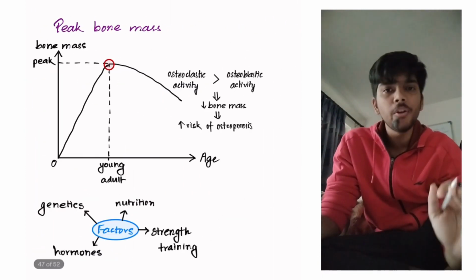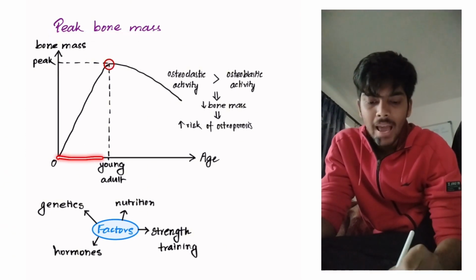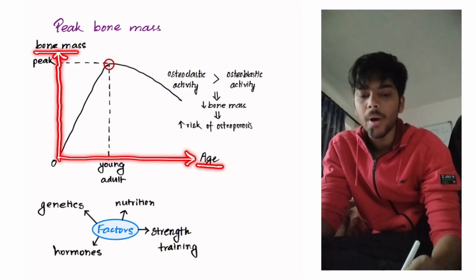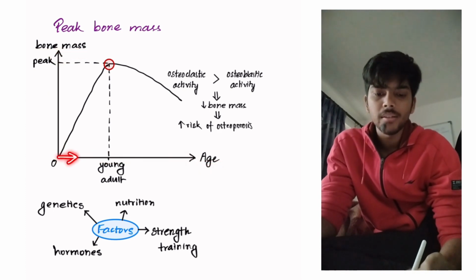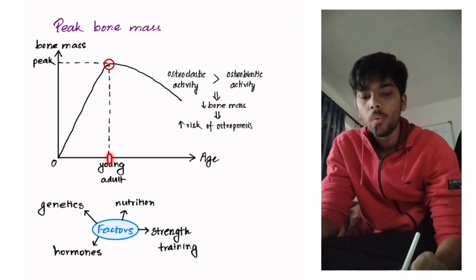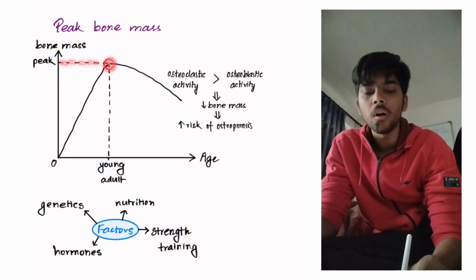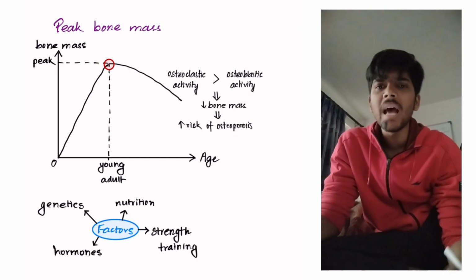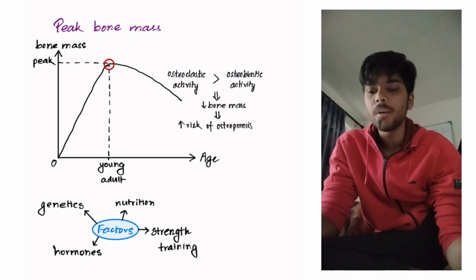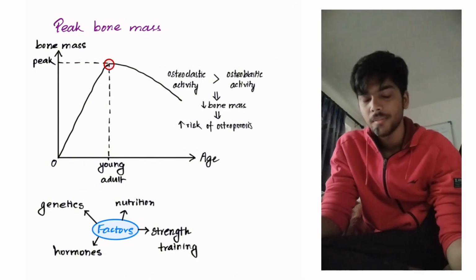The second concept that you need to know is peak bone mass. So on the x-axis is the age and on the y-axis is bone mass. As you grow older in age, your bone mass increases as well, till a point comes in your age when the bone mass becomes maximum. And this maximum bone mass is what we call peak bone mass. Usually at the age of 20 to 29, that is at young adult, at that particular time, your bone attains maximum mass or your bone attains peak bone mass.